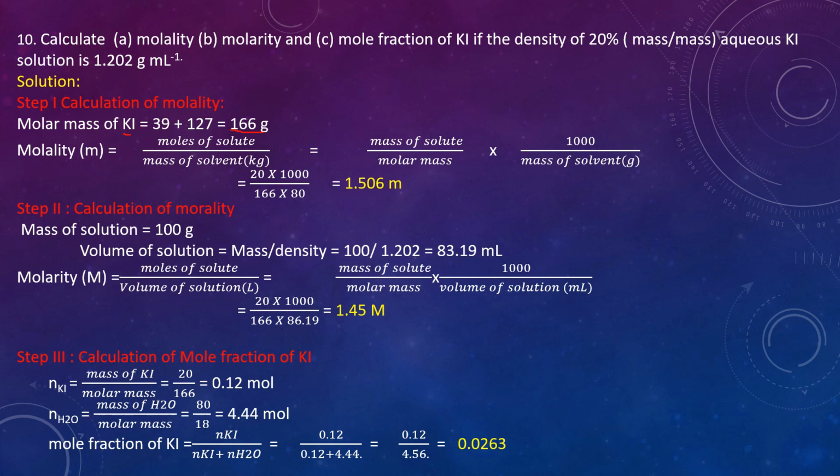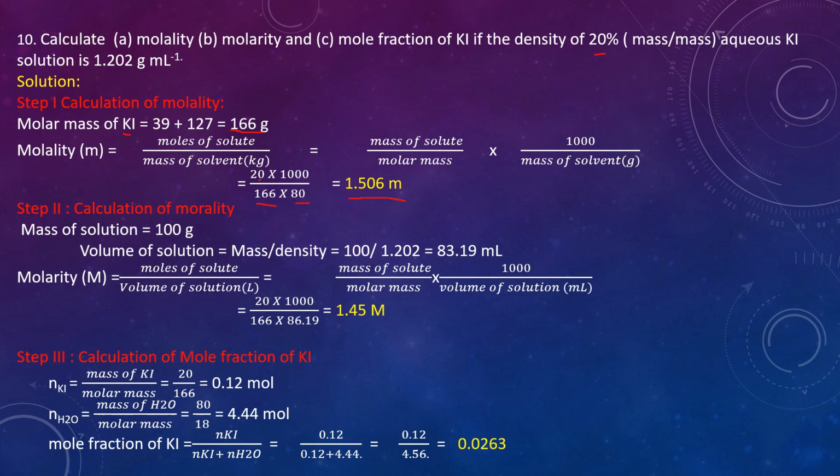Now moles of solute means mass of solute upon molar mass. Mass of solute is 20 gram and its molar mass is 166. Now the mass of the solvent is 80 gram. That is given because the mass of KI is 20, so the mass of water is 80. So mass of water is 80, and to convert it into kg, we multiply the term with 1000 and it comes to be 1.506 molar solution.